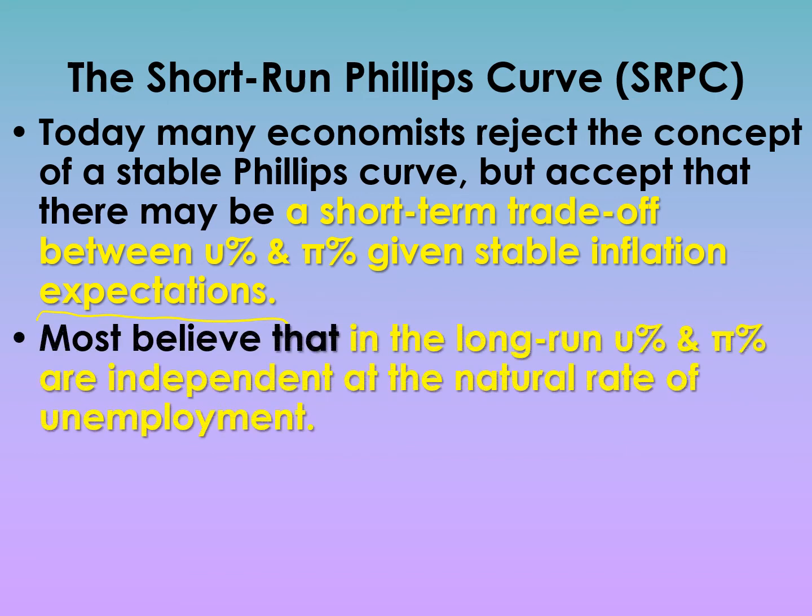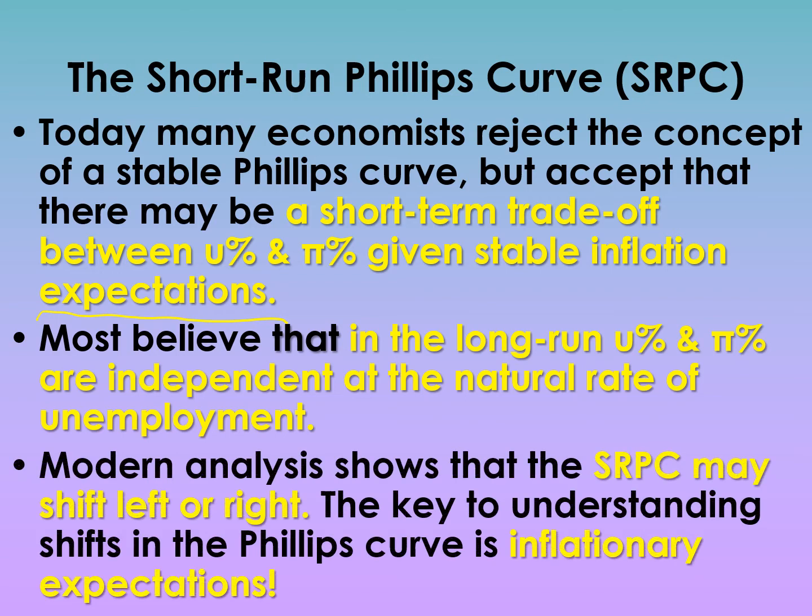Now, most believe that in the long run, unemployment and inflation are independent at the natural rate of unemployment. So in other words, when we're at a normal state of the economy, the unemployment rate and the inflation rate don't affect each other. So when everything is normal, they don't fluctuate. But when we move away from what's normal, that's when they start to become inverse fluctuations, at least in the short run.